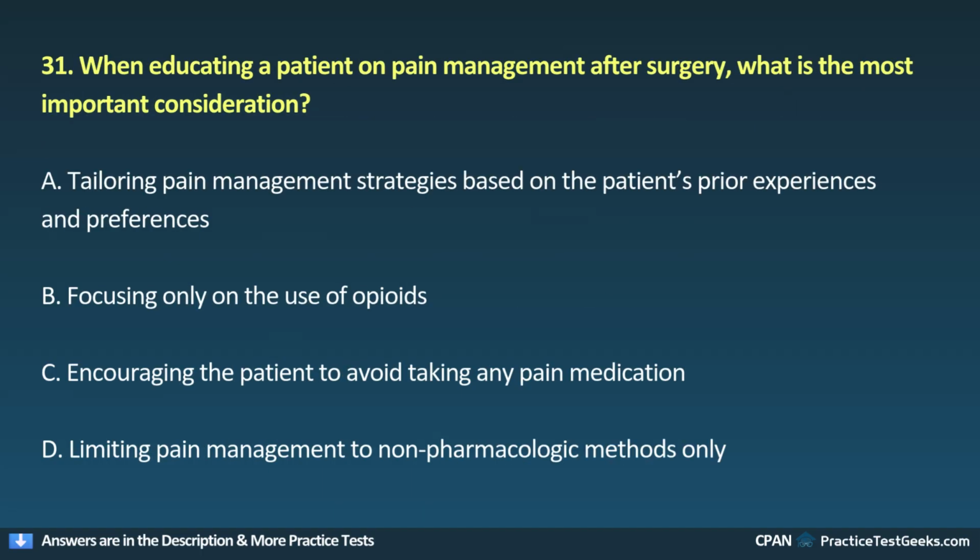31. When educating a patient on pain management after surgery, what is the most important consideration? A. Tailoring pain management strategies based on the patient's prior experiences and preferences. B. Focusing only on the use of opioids. C. Encouraging the patient to avoid taking any pain medication. D. Limiting pain management to non-pharmacologic methods only.